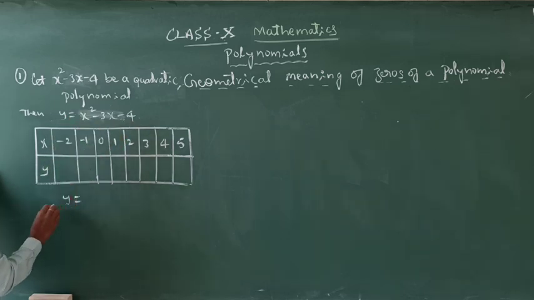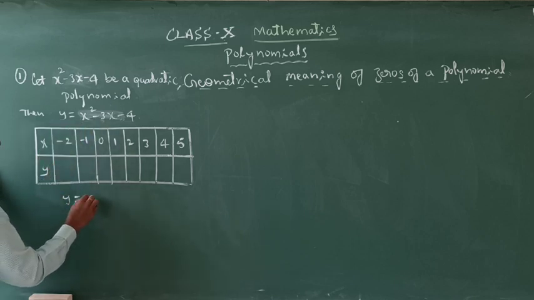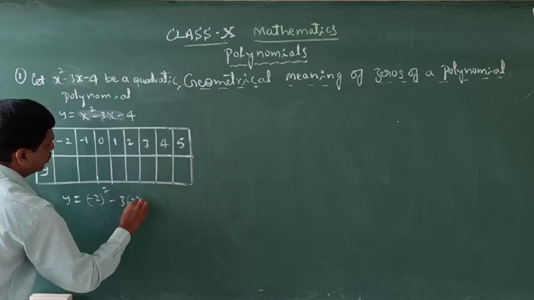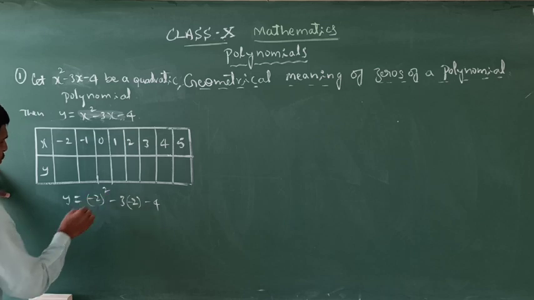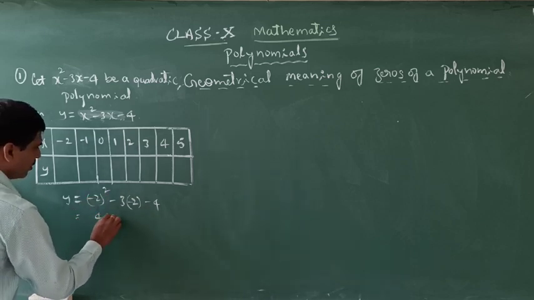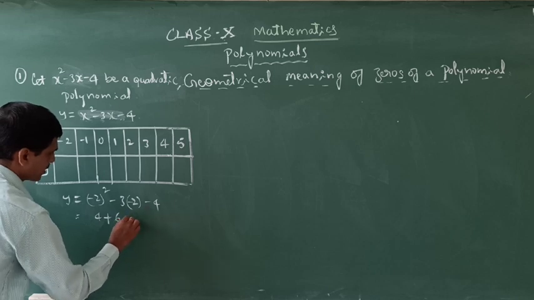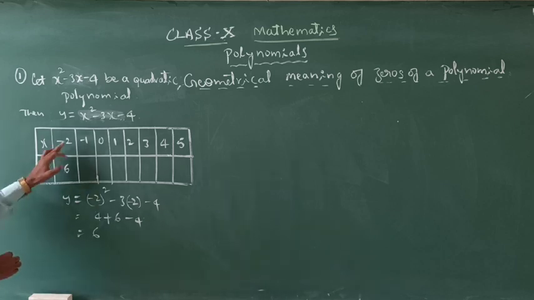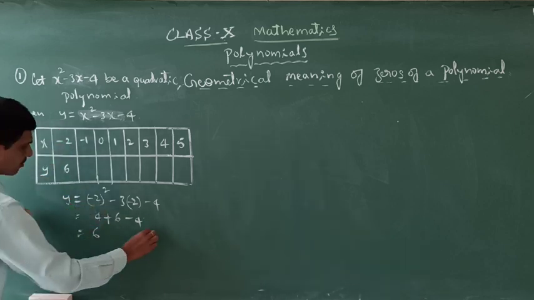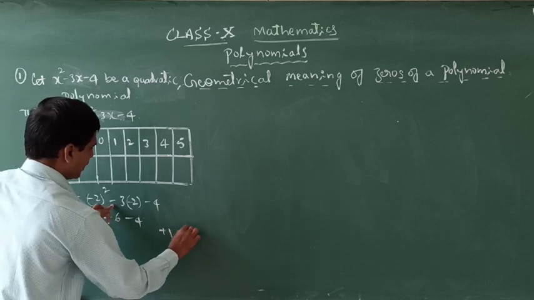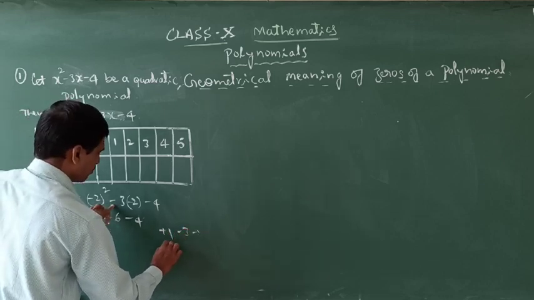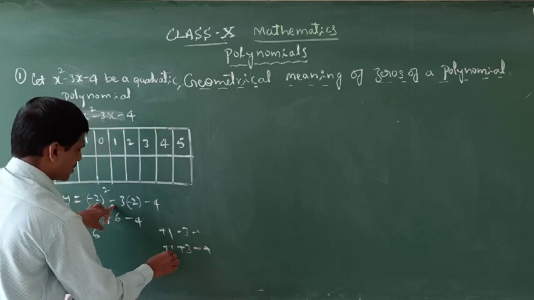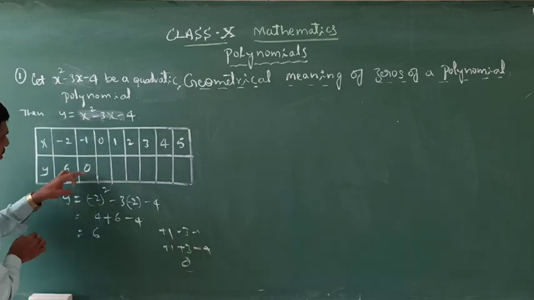In this equation, p of x becomes y is equal to minus 2 whole square minus 3 into minus 2 minus 4. Minus 2 whole square means 4, plus 6 makes 10, minus 4, so it is 6. Here it is 6. Next, minus 1. Minus 1 square means 1, minus 3 into minus 1 becomes plus 3, so 1 plus 3 minus 4. It means here it is 0. This value is 0.